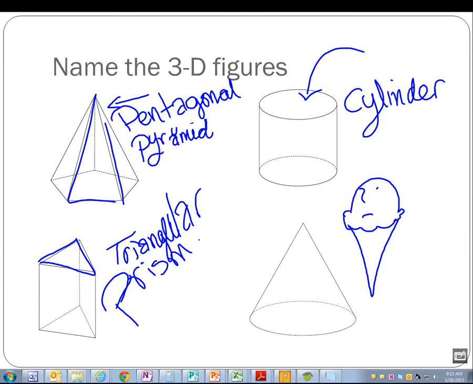So what is it? What is that, guys? Someone raise your hand. Yes. It's a cone. A cone. And how do you know? How do you know that it's a cone?